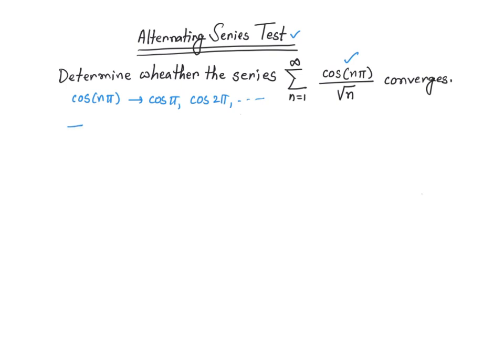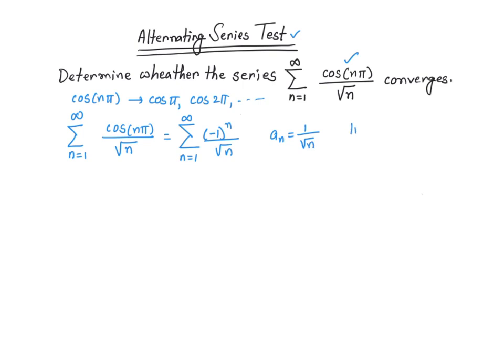So we can rewrite the series as summation n is equal to 1 to infinity, cosine of n pi over square root of n, which is going to be equal to summation n is equal to 1 to infinity of -1 to the power n over square root of n. So my a sub n is literally going to be 1 over square root of n.